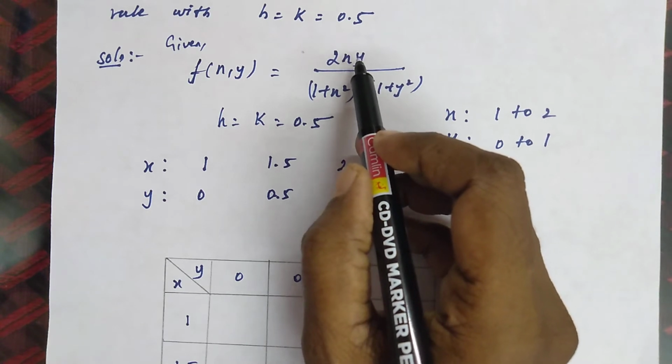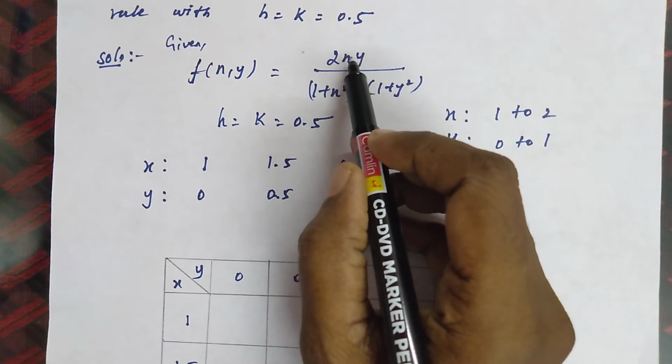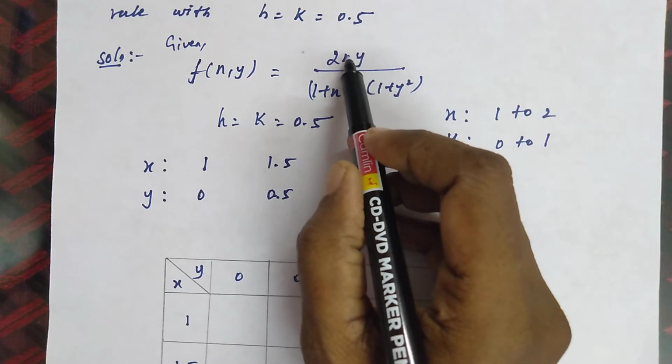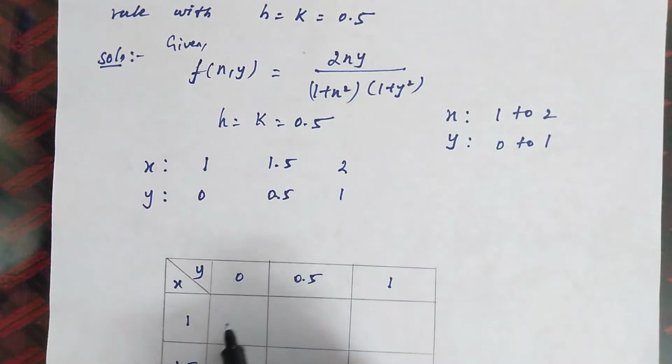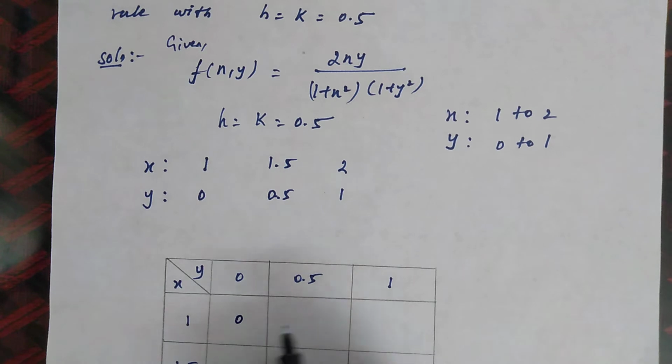This first value is 0 only, because 0 into anything, y value is 0, 0 into anything 0, 0 by anything 0. Obviously, the first value is 0. Likewise, we have to fill all the values in the table. After filling the table values, we can go for the result.